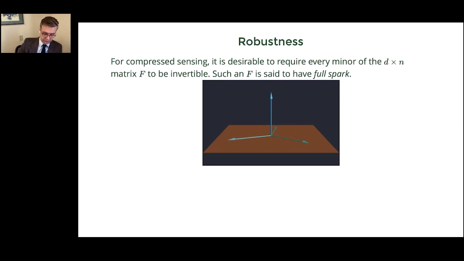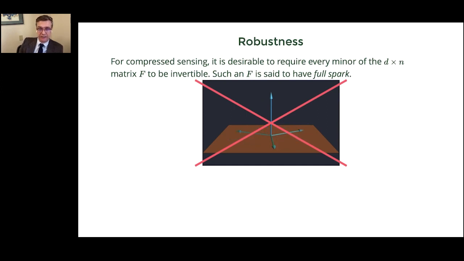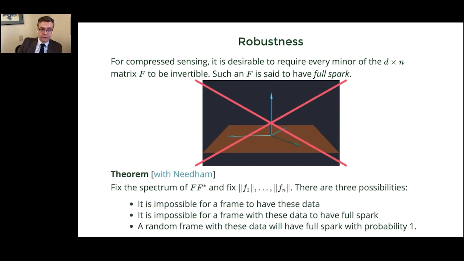So this is not full spark, even though, if you scale things appropriately, it will turn out to be an equal norm Parseval frame, but it's not full spark. And these things are sort of bad from a compressed sensing point of view, because if you are bringing in some sparse signal, and the non-zero entries happen to be associated with one of these degenerate minors, then you would not be able to actually reconstruct the signal.